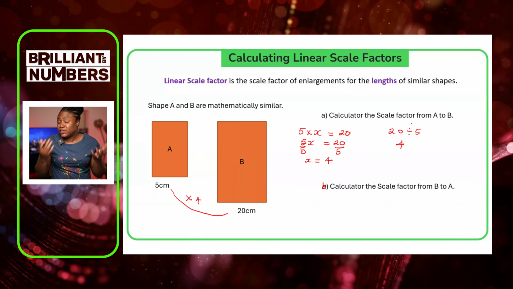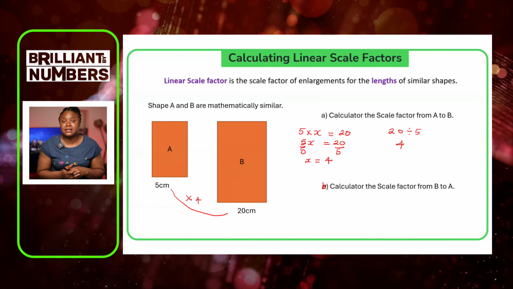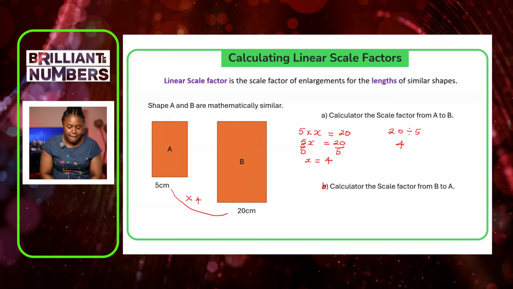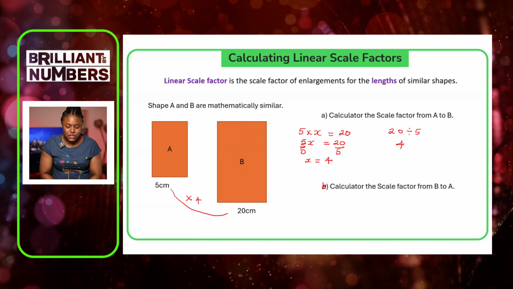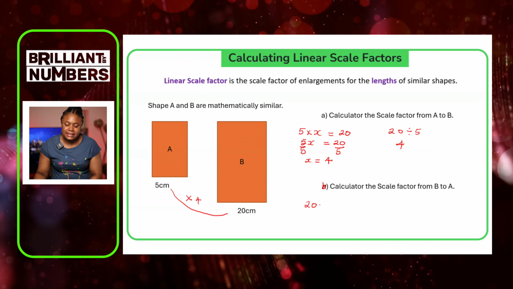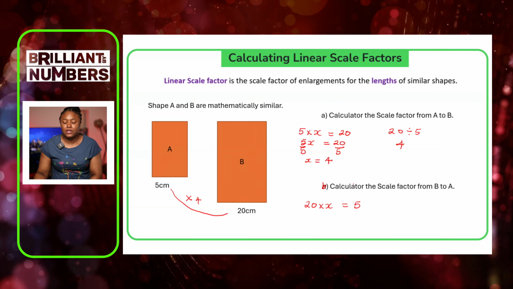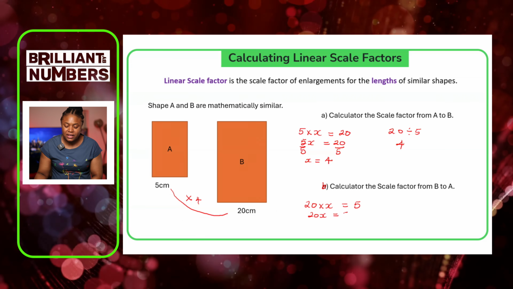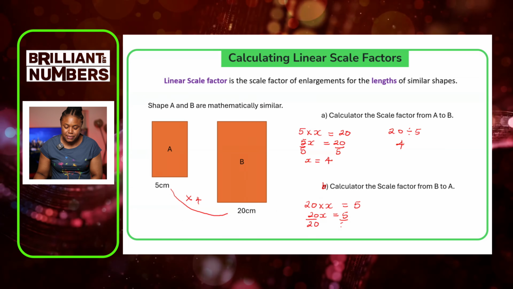Now we'll find that depending on the question that we're doing, the algebraic method will come in quite necessarily important for you to use rather than the unitary method. Now we're asked to calculate the scale factor from B to A. So this time we would need to do 20 times by something, which I'm going to call x, should get me back to 5. So 20 times x is 20x. 20x is equal to 5.